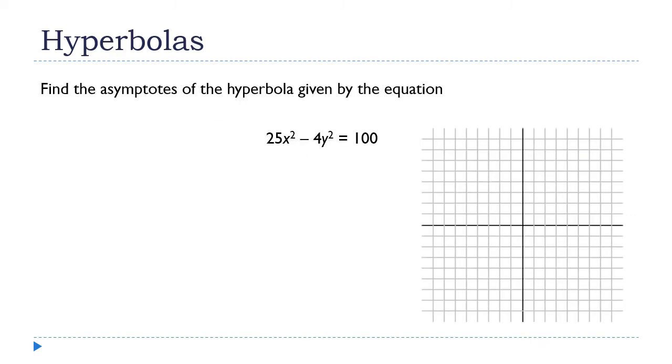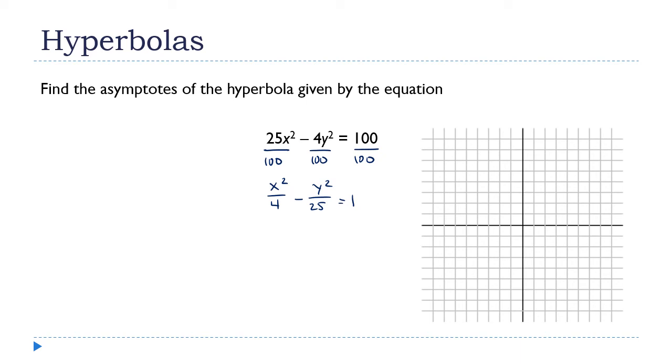Okay, so let's look at an example. And again, I'm starting off with this. We're back to simple, right? I've got the center at the origin. So let's divide both sides by 100, and I get x squared over 4 minus y squared over 25 equals 1. And all I was asked to do here was find the asymptotes.